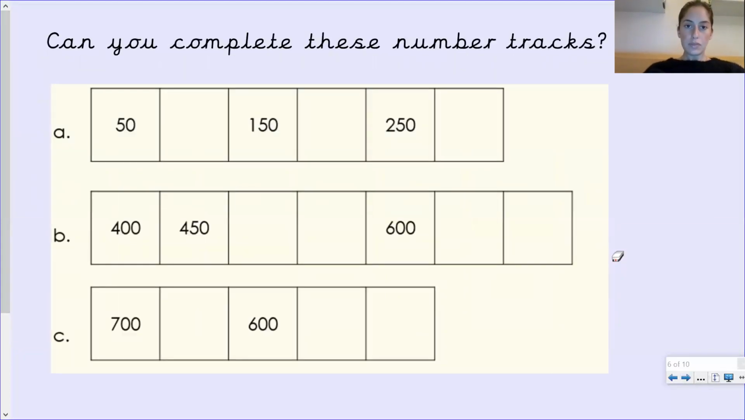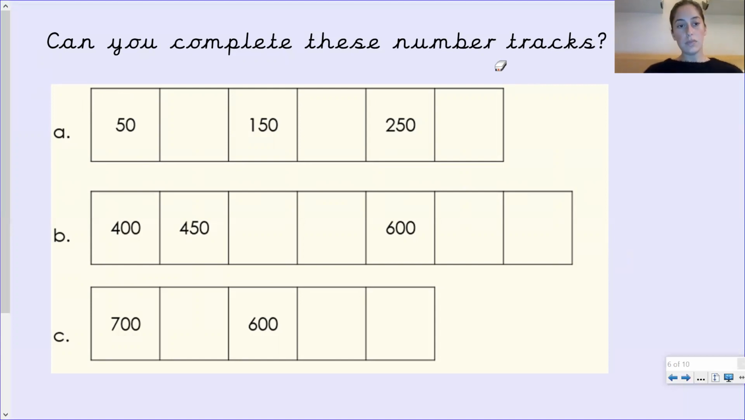Okay, can you complete these number tracks? Pause the video on a piece of paper, you can, or saying it out loud, can you have a go at completing these number tracks and then we'll have a go together. These questions I don't need to see on tapestry, these are just for you to have a go at before you get to your main activity.